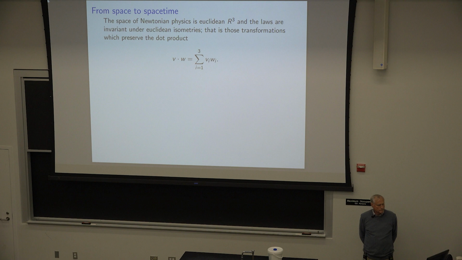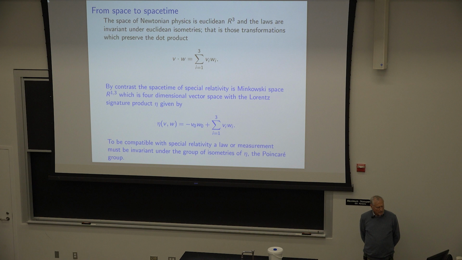The space of Newtonian physics is R3. So it's just the spatial coordinates, and the laws are invariant under Euclidean isometries, translations and rotations in R3. And those are the transformations that preserve the ordinary dot product in R3.